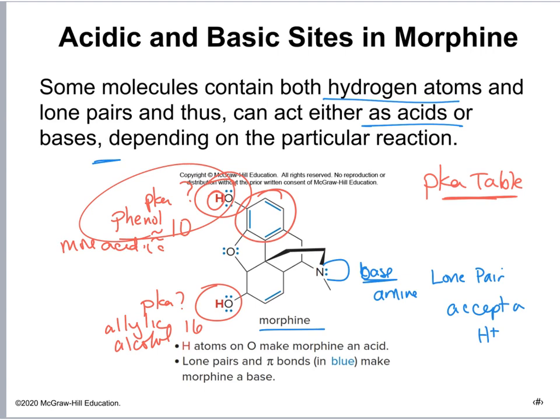Now keep in mind there's hydrogens everywhere, right? There's hydrogens on here, there's hydrogens on here, there's hydrogens here. These aren't acidic protons. And we're going to talk about the factors that determine what makes a proton acidic.